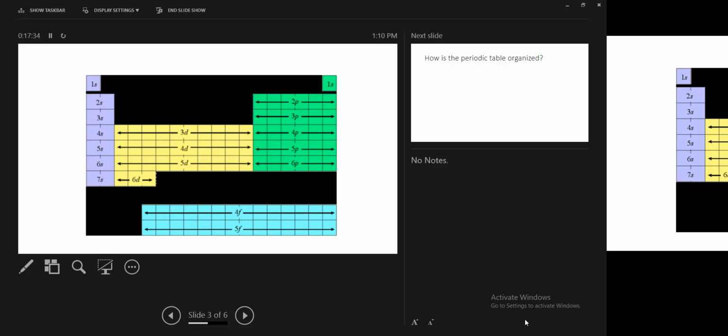And then where do we go? 4p, and how many electrons fit in a p subshell? 6. And now where do we go? 5s, reading left to right, top to bottom. 5s comes next. And how many electrons fit in an s subshell? 2. And then what comes next? 4d. And how many electrons fit in a d subshell? 10. And then finally we get to 5p, and we know it was going to end in 5p5.